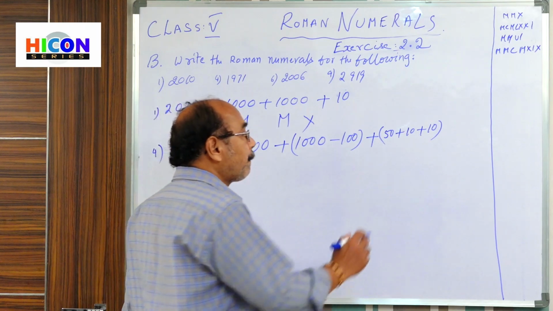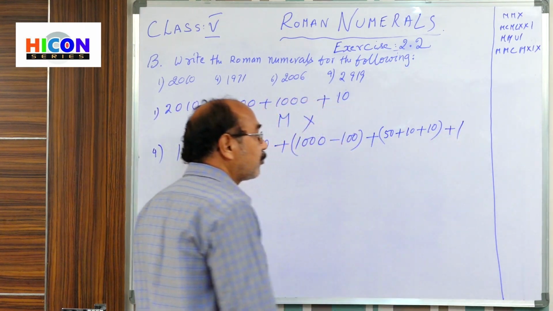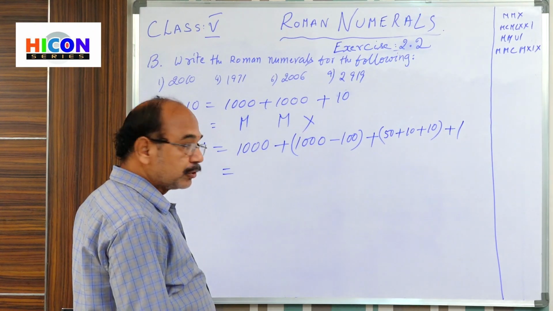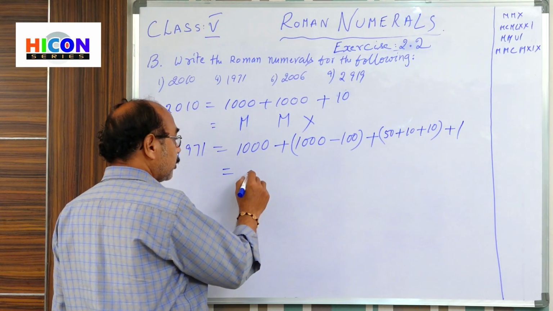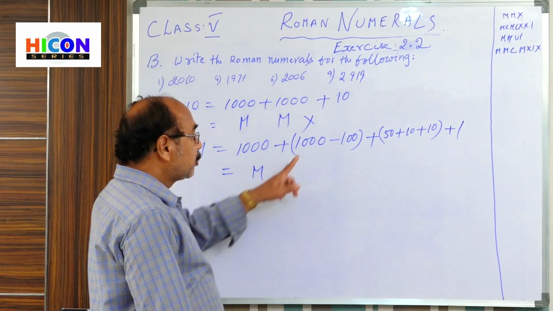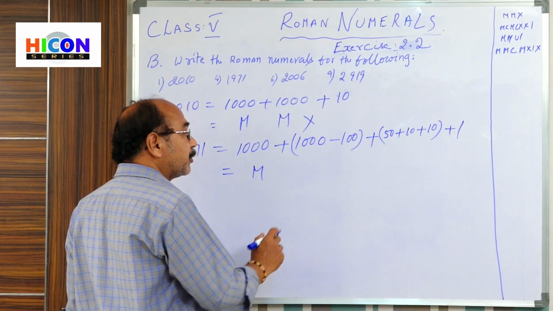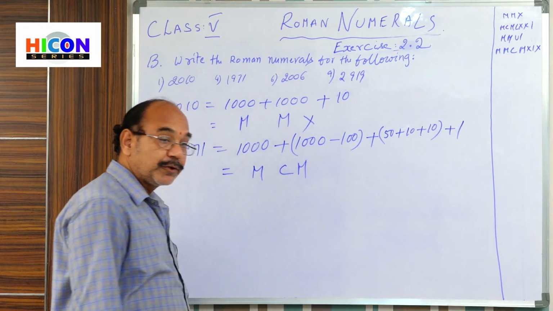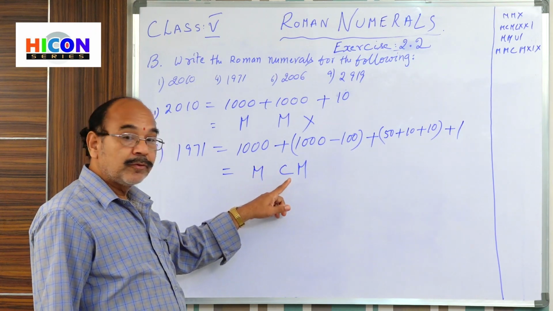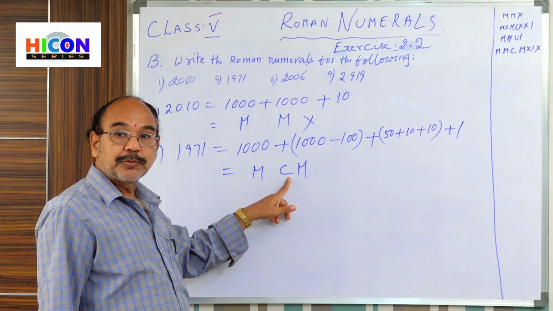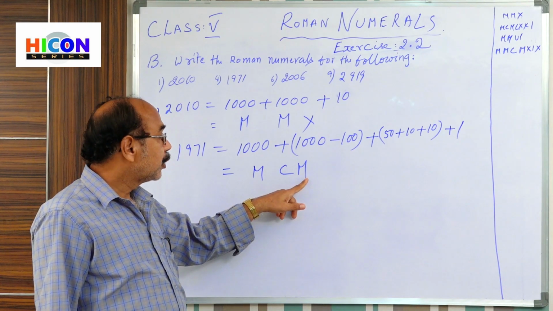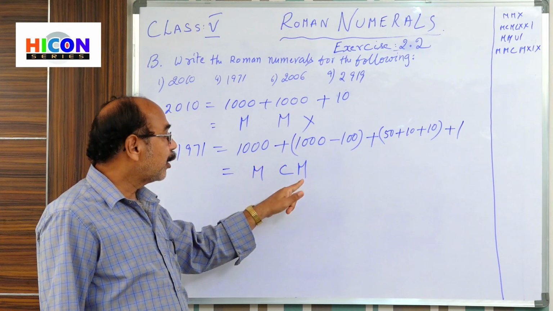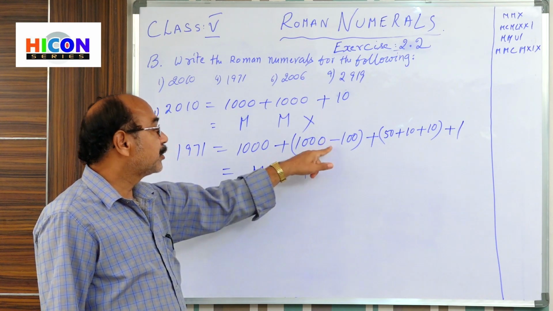Next, the last one is there. Now write the suitable Roman letters. M for 1000, 1000 minus 100. That means here CM we write. CM means 900. Here C is the small number and M is the big number. A smaller number is placed to the left of the bigger number. That's why it is minus here.